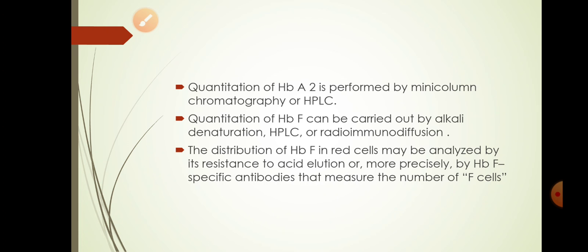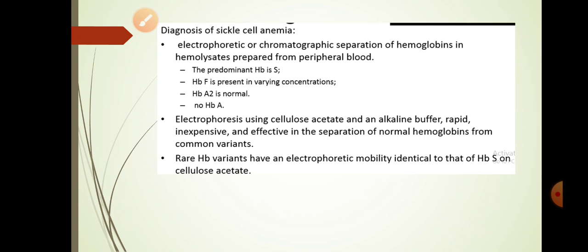Quantitation of HbA2 is performed by mini column chromatography or HPLC. Quantitation of HbF can be carried out by alkali denaturation, HPLC or radioimmunodiffusion. The distribution of HbF in red cells may be analyzed by its resistance to acid elution and more precisely by HbF specific antibodies that measure the number of F cells.